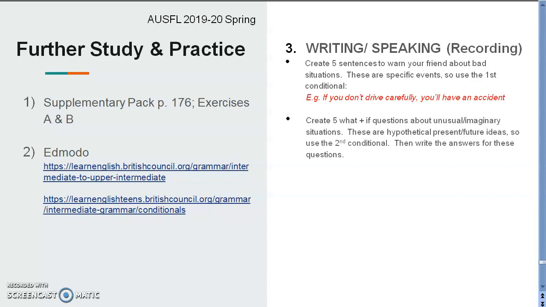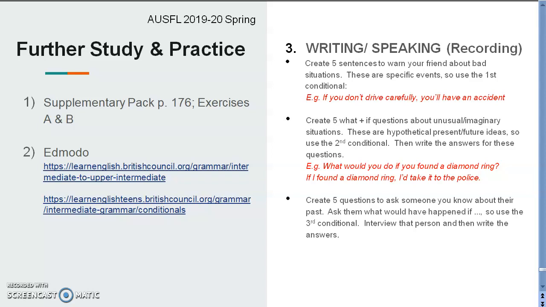And then create 5 what-if questions about unusual or imaginary situations. These are hypothetical, present or future ideas, so it's the second conditional. Then also write the answers for these questions. And then for further practice, 5 questions to ask someone you know about their past. Ask them what would have happened if, so use the third conditional. Then interview that person so you can write their answers.